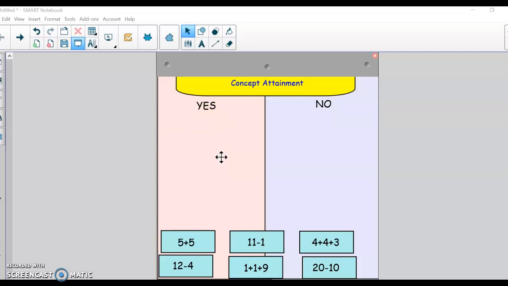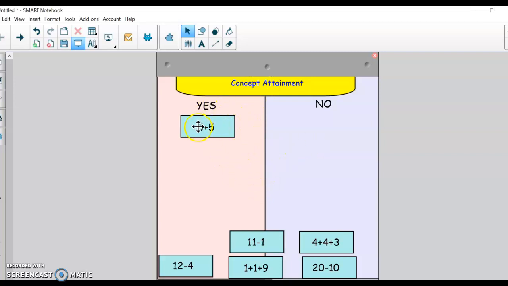They could either do this alone or in pairs and present these to the class. And they would, one at a time, put the cards underneath either the yes column or the no column, and then the rest of the class has to guess what they have in common and what the concept is that they are trying to illustrate.